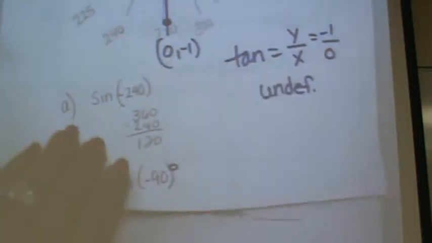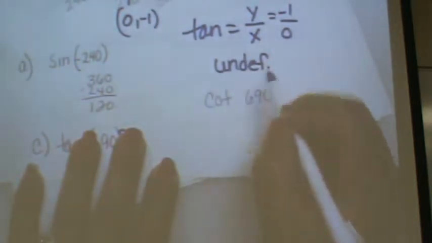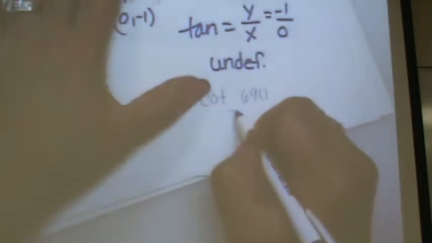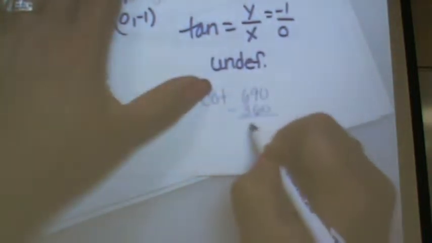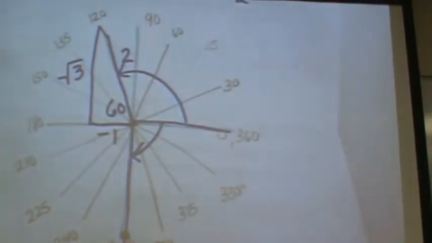Okay? How about cotangent of 690? Well, 690, what I would do is find a coterminal angle. I'm going to subtract 360. You're going to get 330. So where is a 330-degree angle? In the fourth quadrant.